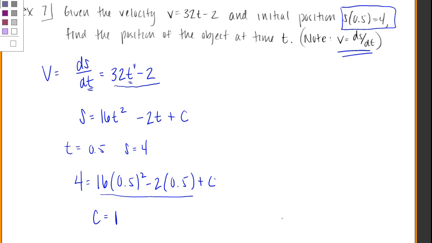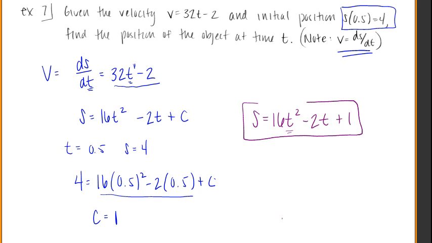Okay, so combining that together with the function that we just saw, then s is equal to 16t squared minus 2t plus 1. And then what we did is we found this right here will find the position of any object at time t. All we have to do is plug in, like, let's say t equals 1 second, and it'll give us the position.